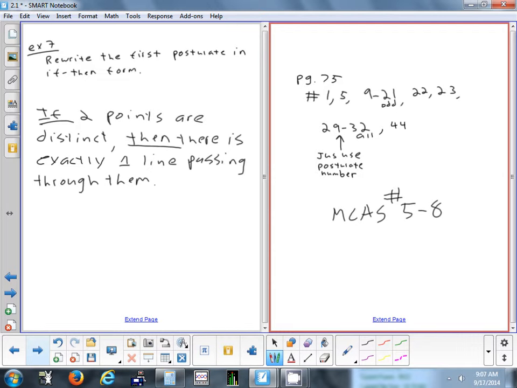So the homework is on page 75. It's 1, 5, 9 to 21, just the odds. 22, 23, 29 through 32 all. For this one, you can just use the number of the postulate if it saves you time rather than writing the whole postulate out. The numbers are all in your book on page 73. And number 44. Also do the next page of the MCAS questions, the 5 through 8.